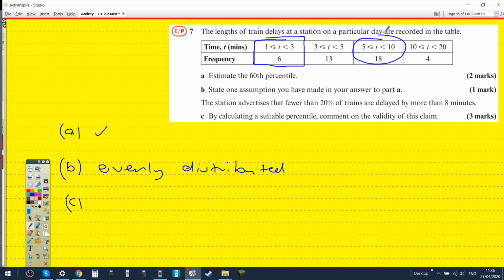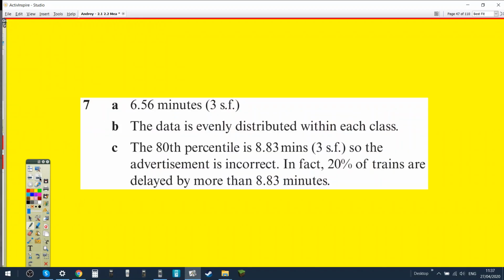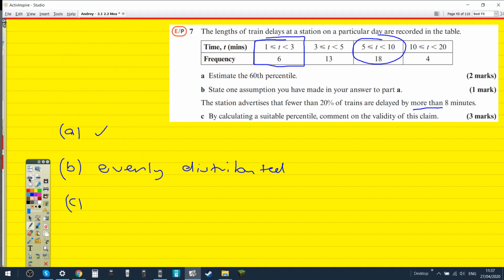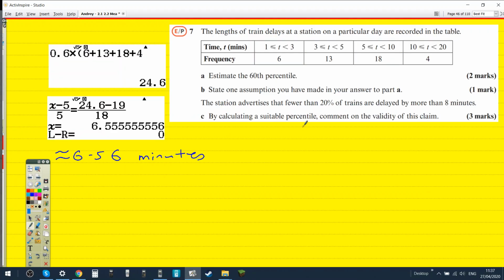The lengths of train delays are recorded in this one. The station advertises fewer than 20% are delayed by more than 8 minutes. So maybe you have to find the 80th percentile because it's more than. Let me check. Yes, you'd have to find the 80th percentile for that one. So it seemed like it was going to be the 20th percentile, but it was actually the top 20%, so 80%. Okay. Any questions there?